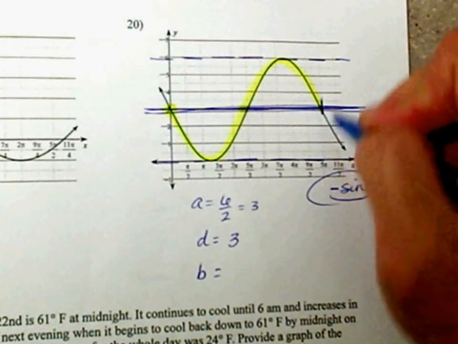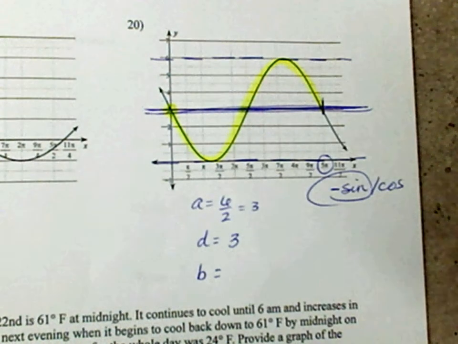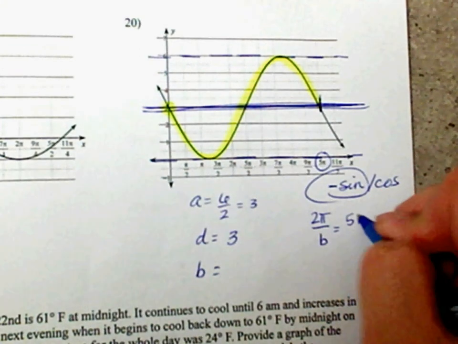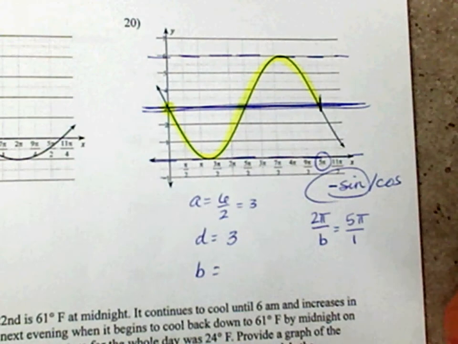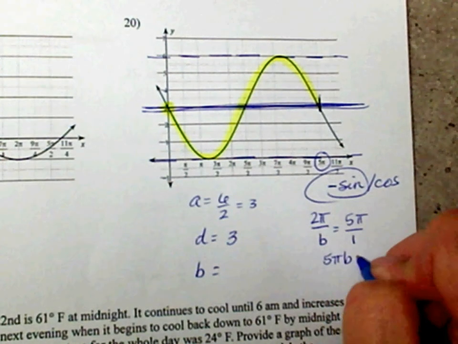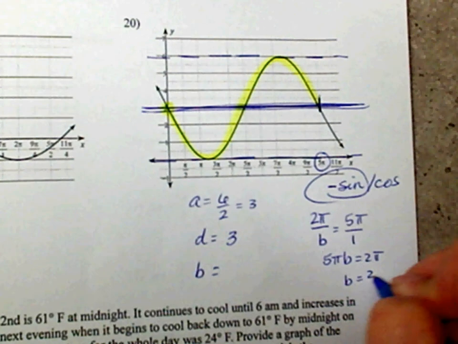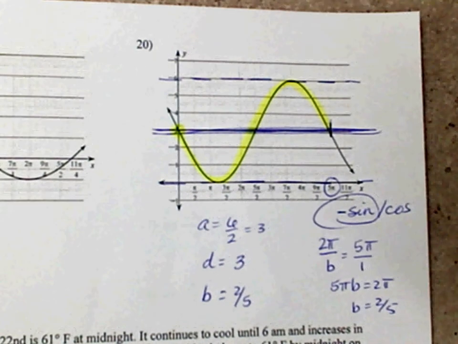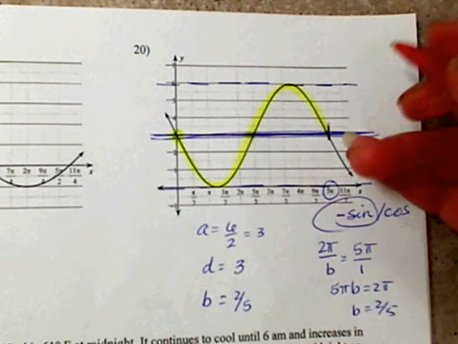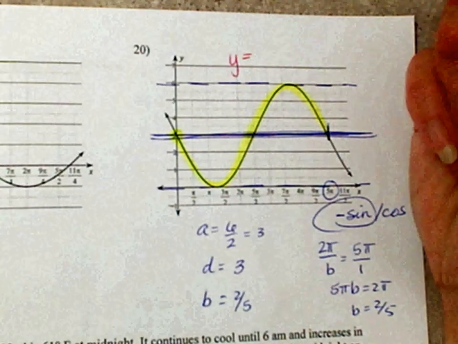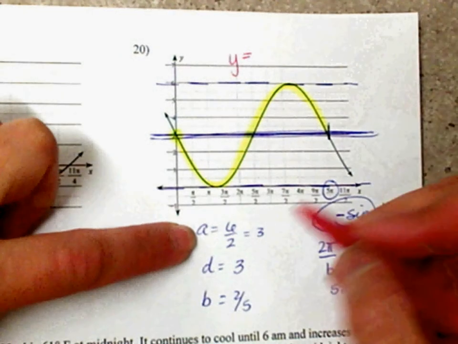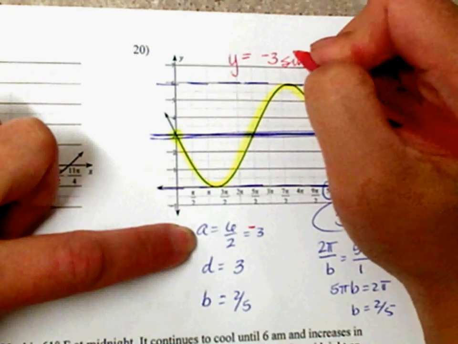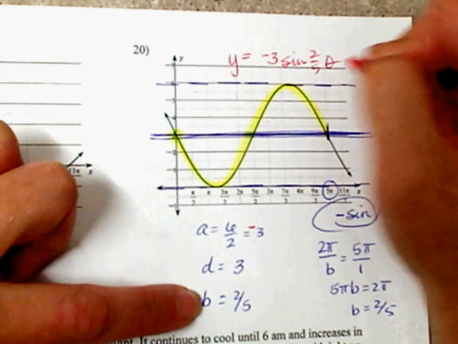So let's go find B. 2 pi over b is equal to 1 period, and that period is 5 pi over 1. Cross multiply. 5 pi times b is equal to 2 pi. B is equal to 2 over 5. Okay? You have all that information. Now you can write your equation. I'm going to write it up here. Y equal A. It's a 3, but it's a negative 3. Sine times your b, 2 over 5 theta, plus your d, plus 3. Okay? And there you have your equation.